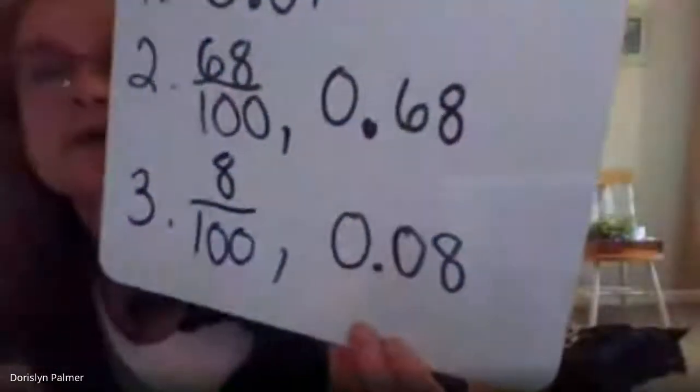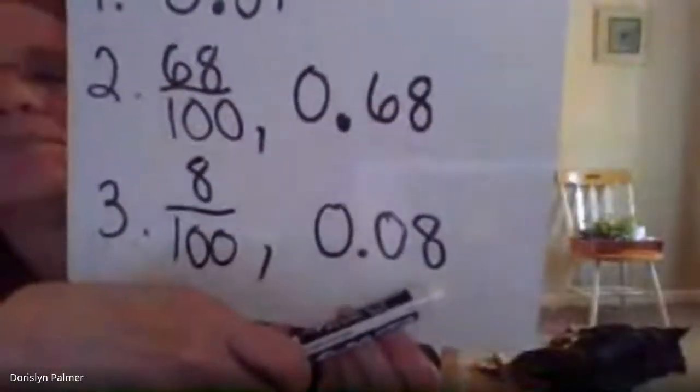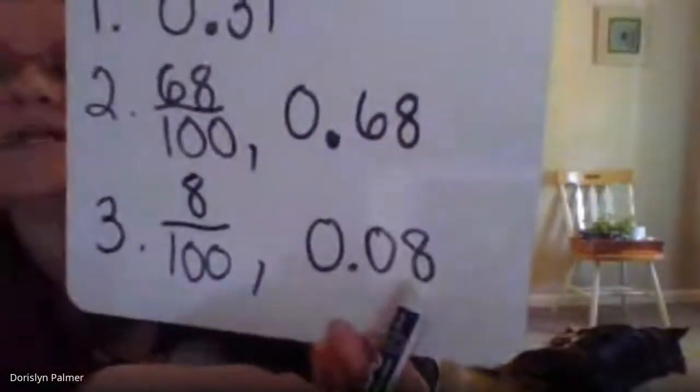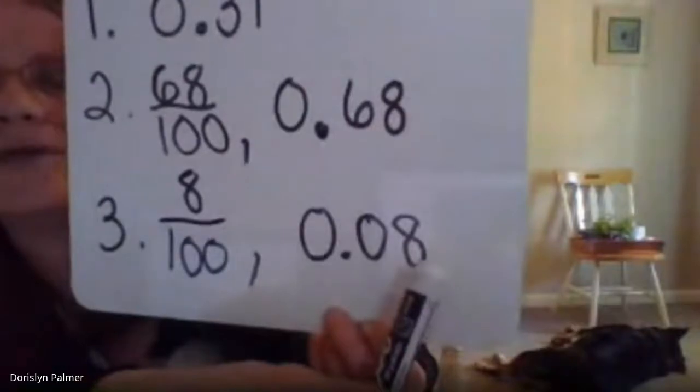There's a little blue dot on number 4. Excuse me, Miss Palmer. Yes, Connor. So wait, it's 0.08. And you read that as 8 hundredths because the 8 is in the hundredths spot. This is the tenths spot after the decimal. And then the next one is the hundredths. So if you read that, you would say 8 hundredths. Okay, thank you.